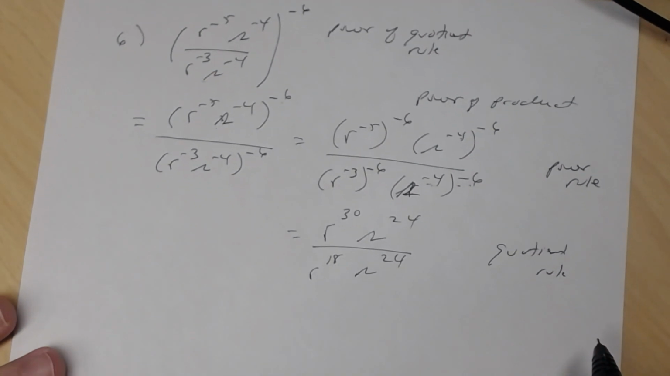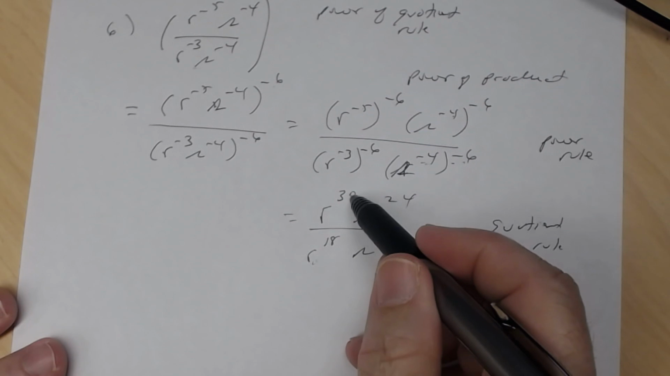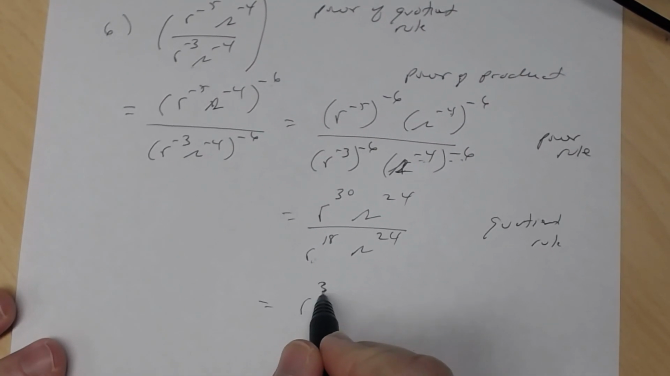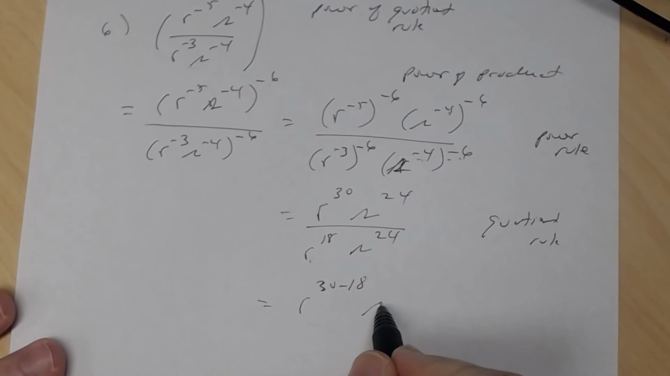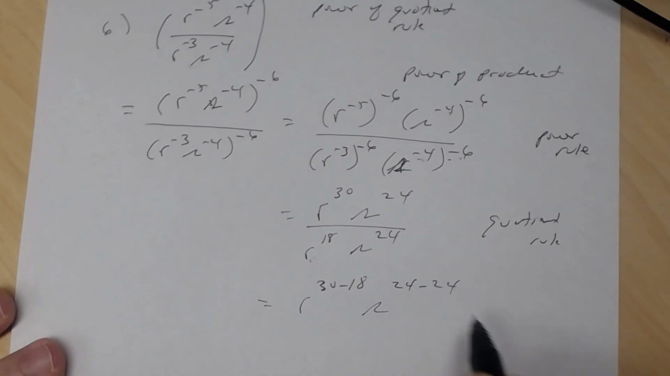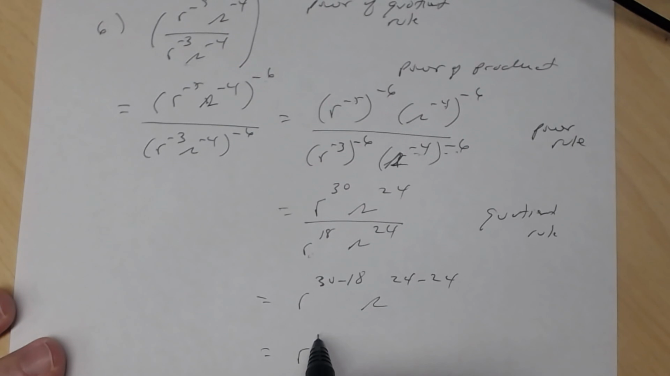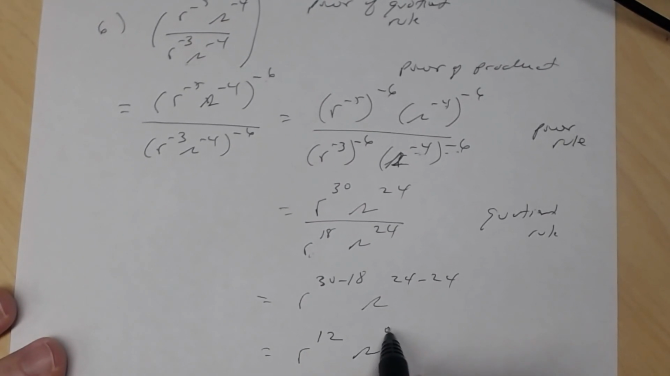Okay, the quotient rule. So when you divide like bases, subtract the exponents. That becomes r to the 30th, subtract 18, times s to the 24th, subtract 24. 30 subtract 18 is, what's that, 12? And then 24 subtract 24 is 0.